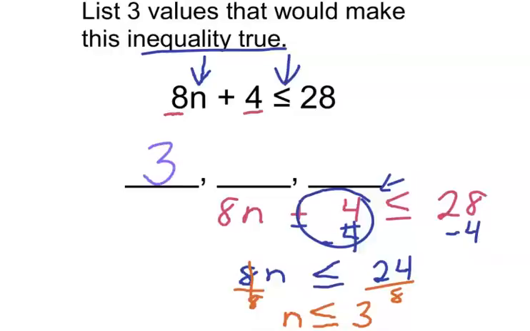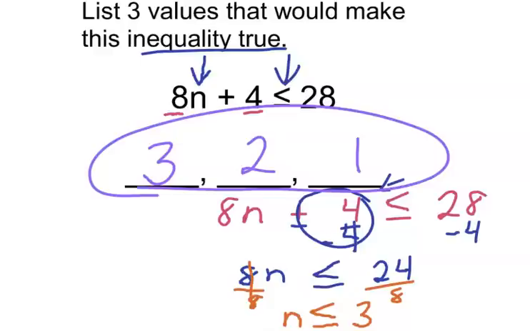3. And then could it be 4? No, because n has to be less than or equal to 3. So it could be 2, it could be 1, it could be 0, it could be -1, it could be any negative number at all. So n is less than or equal to 3, and here are 3 possibles, and there's basically an infinite number of additional ones you could possibly put there. So as long as it is 3 or less.